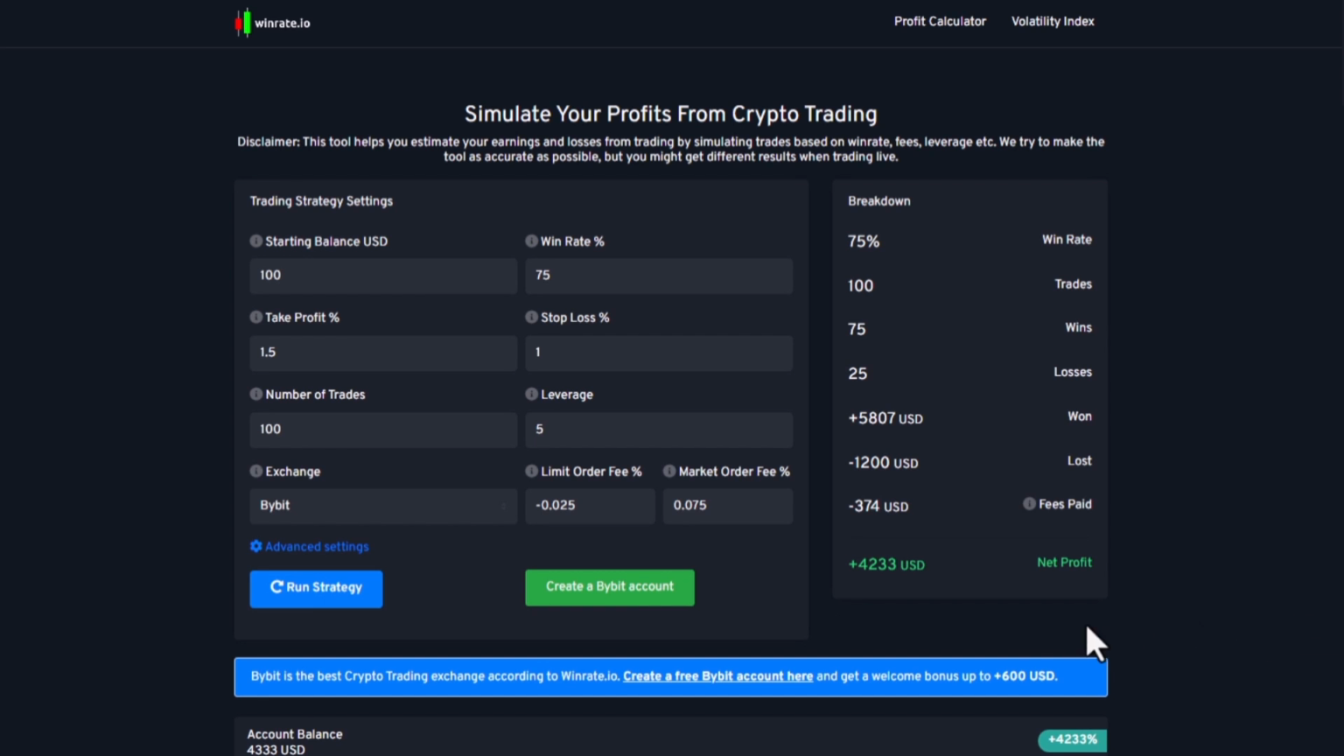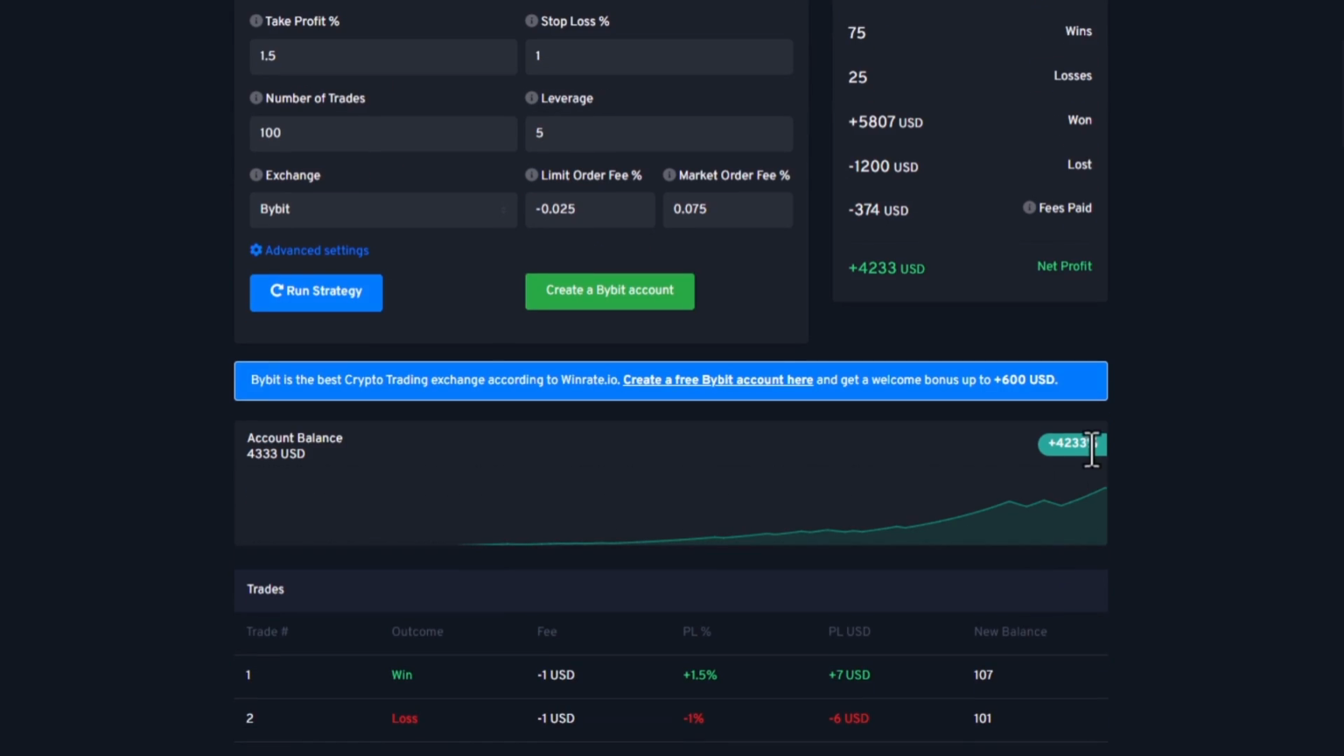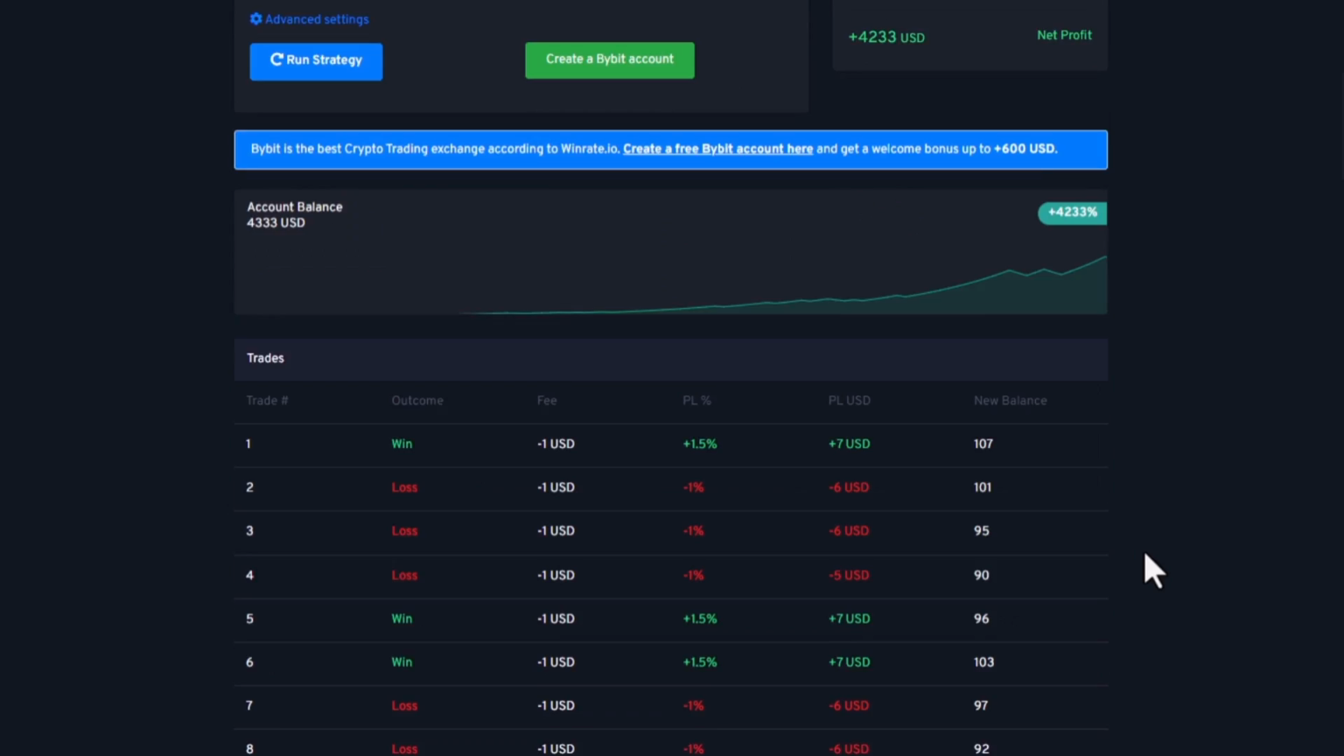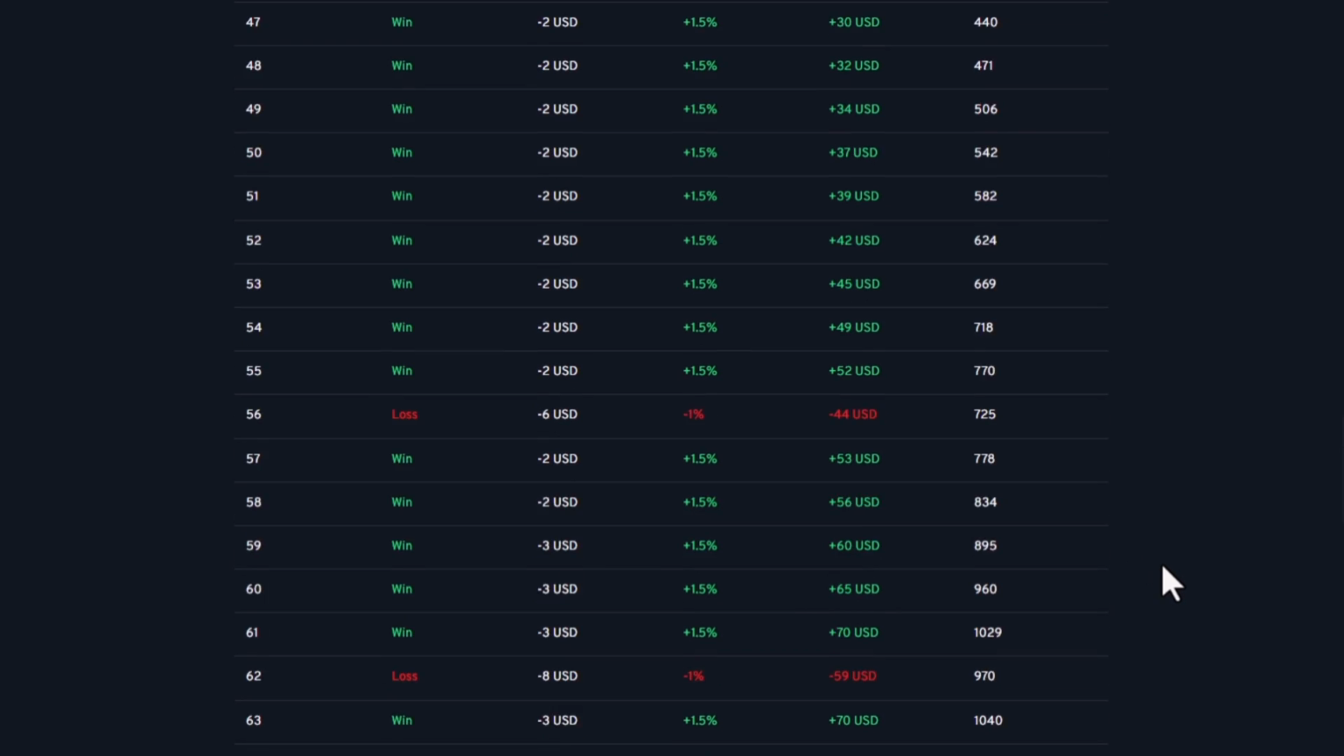Okay, backtesting is finished and here are the results. The win rate for the strategy is not 99%, it's only around 75%. Our account size has increased by this amount after 100 trades, which tells us that the strategy is definitely making some good money. So overall, I think the strategy is pretty good. Let me give you some tips on how to improve it.